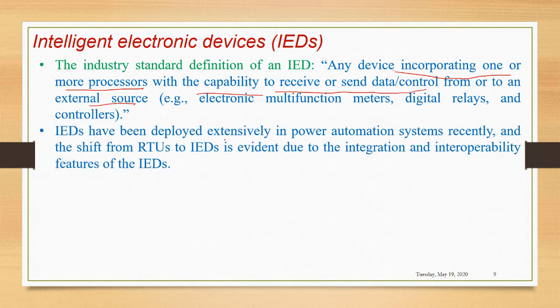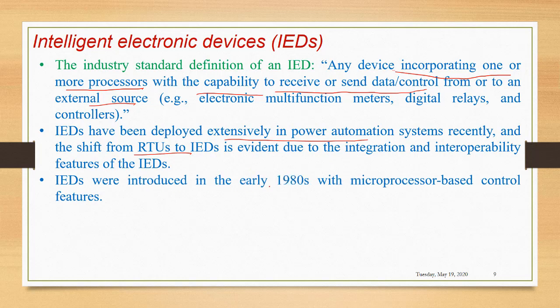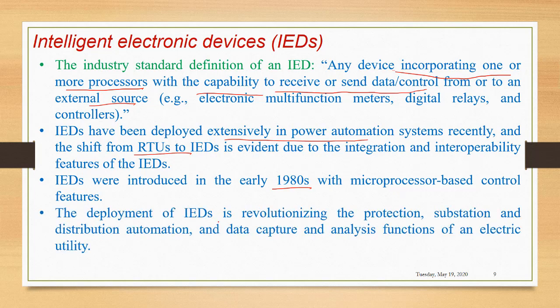IEDs have been deployed extensively in power automation systems recently, and the shift from RTUs to IEDs is evident due to the integration of interoperability features of IEDs. IEDs were introduced in the early 1980s with microprocessor-based control features. The deployment of IEDs is revolutionizing the protection, substation and distribution automation, and data capture and analysis functions of an electric utility. IEDs are helping in a lot of fields like protection, automation, substation and distribution automation, and data capturing.